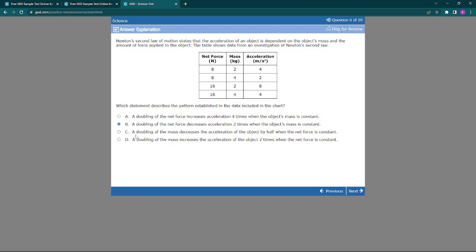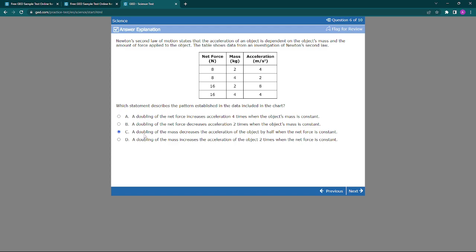Anyways, let's look at the other one, because it's not decreases acceleration. So acceleration, this is that number, so it goes up. Both of them go up, so 2 goes up to that. And it's all constant, actually, now that I look at it. So let's look at this. So doubling of the mass decreases the acceleration of the object by half when the net force is constant.